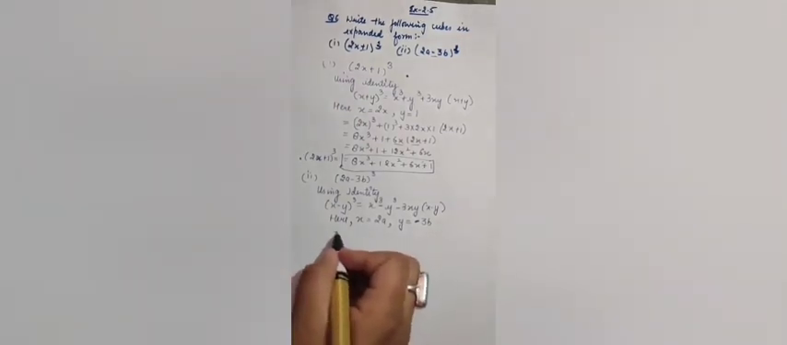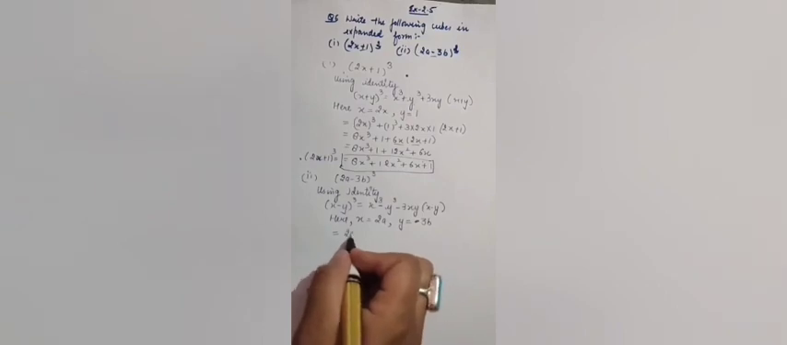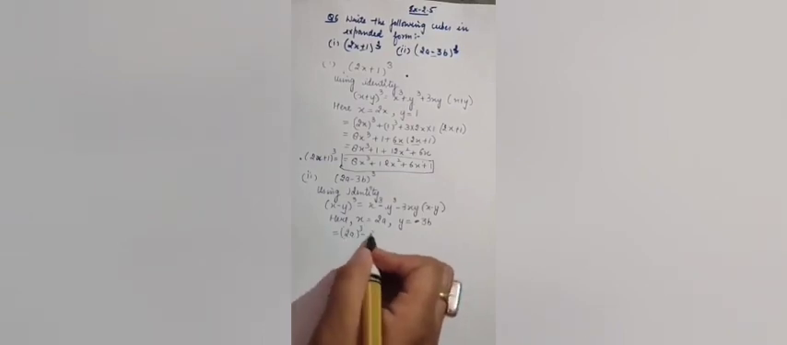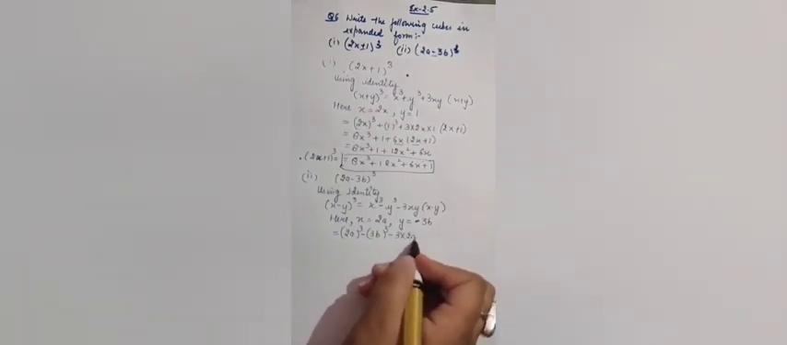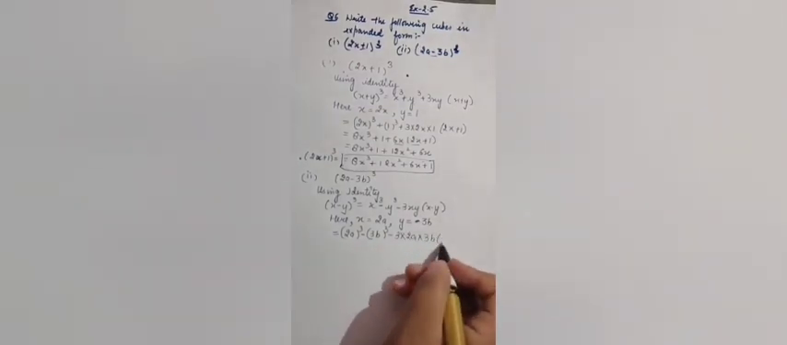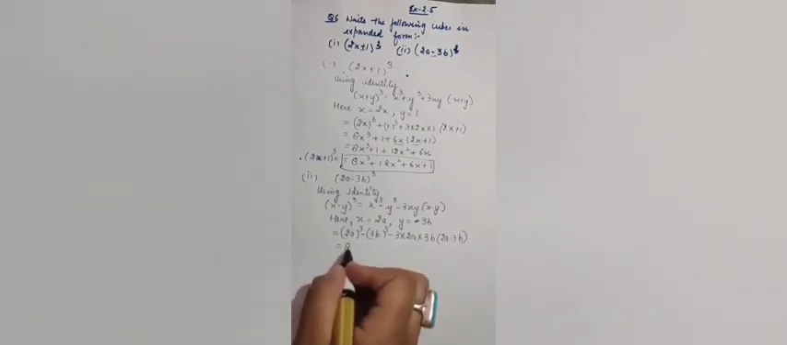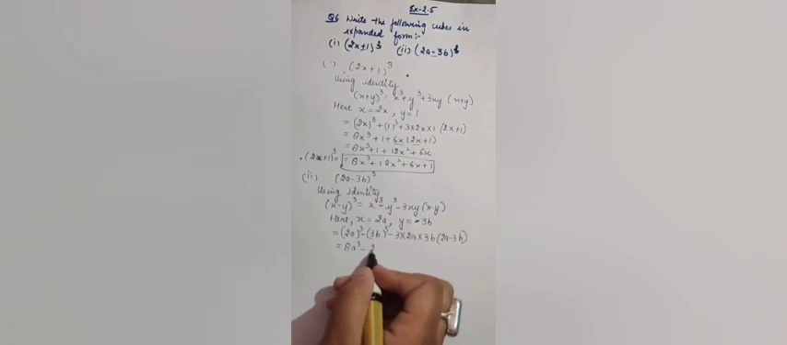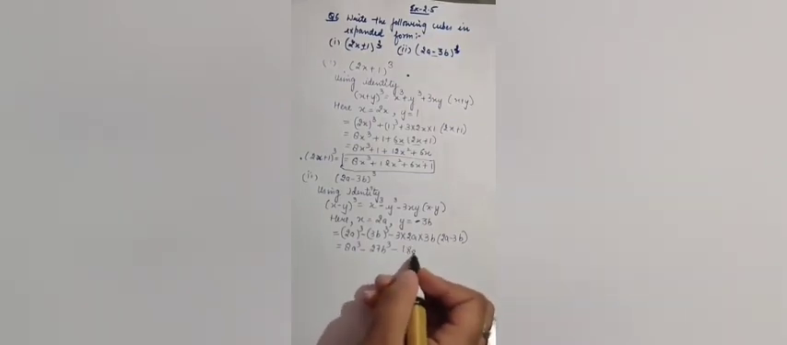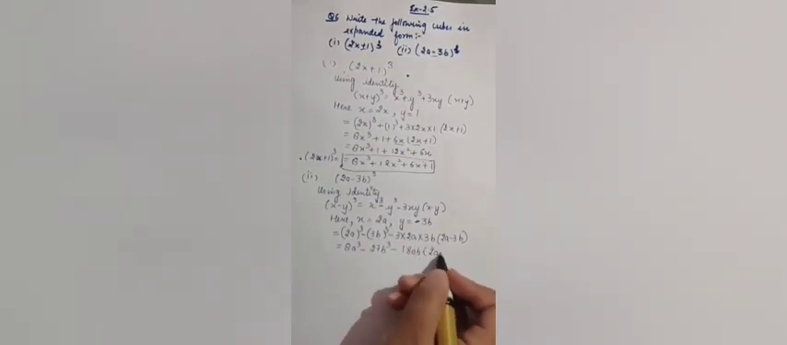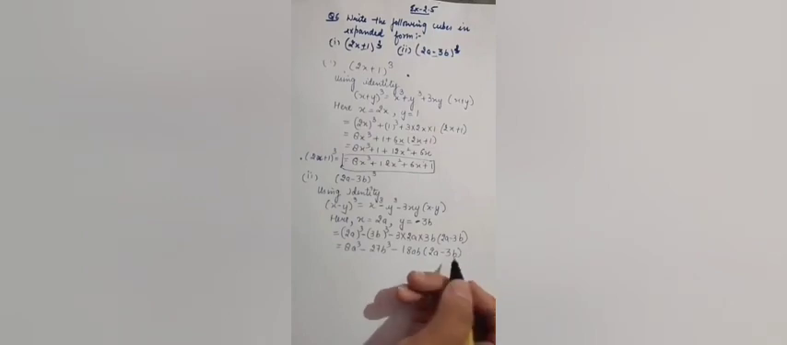So let me put the values. (2a) cube minus (3b) cube minus 3 into 2a into 3b into (2a minus 3b) here. So again it will be 8a cube, 3 cube will be 27, it will be b cube. Now 3 into 2 will be 6, 6 into 3 will be 18ab here, and again I will write (2a minus 3b). Why (2a minus 3b)? Because these two are unlike terms.